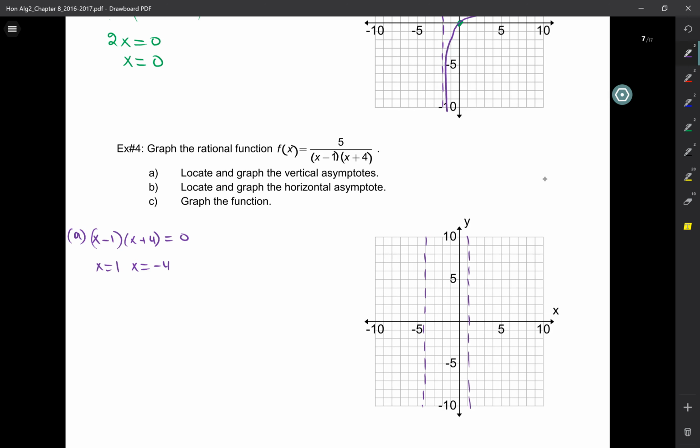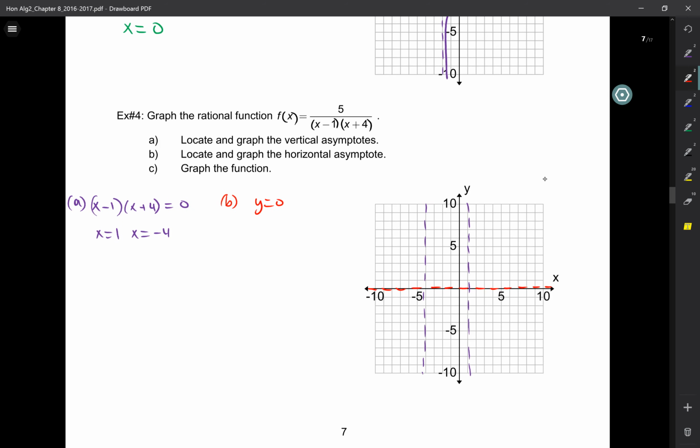Horizontal. What's the degree in the numerator, by the way? What's the degree in the denominator? The degree in the denominator is 2, but still, the horizontal asymptote is y equals 0. What happens if you just say 0 for the horizontal asymptote? It points off. Now, are there any zeros? No. So let's graph this.